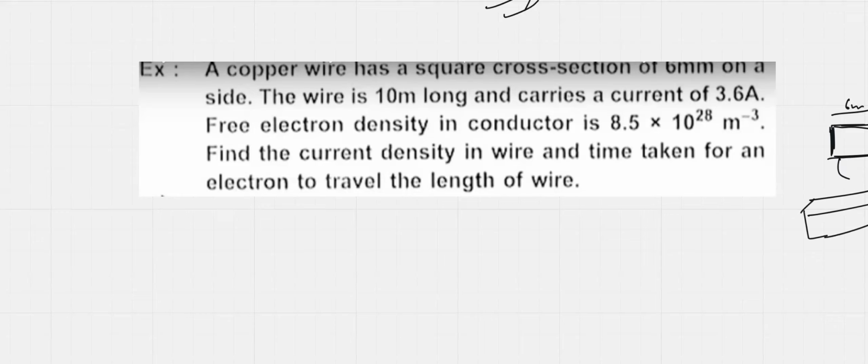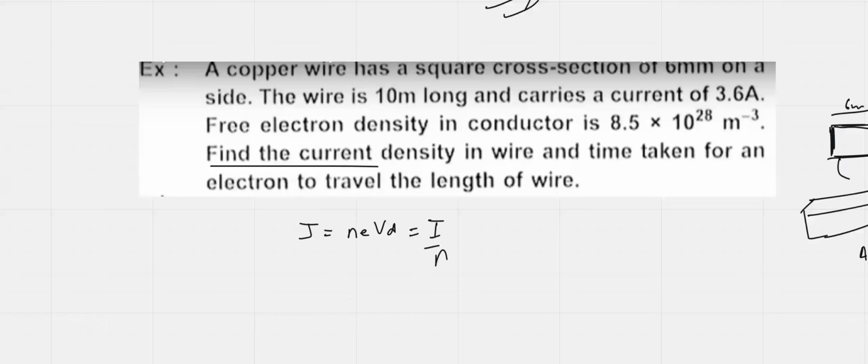So you can simply say the area for this one is 6 into 6, which is mm square. You have to remember the unit. This is the important thing. Now what you have to calculate is the current density in the wire. Current density has multiple formulas. You can simply say nevd, or I by A.